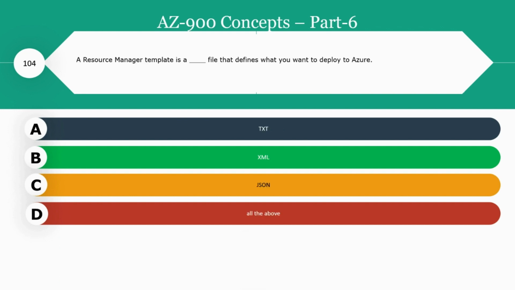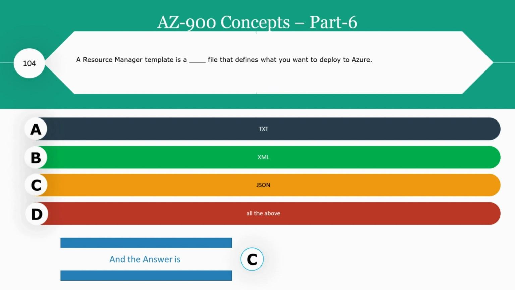That is option B. Next question, a Resource Manager template is a dash file that defines what you want to deploy to Azure. We have options A text file, B XML file, C JSON file, and D all of the above. That is, you can use all the file formats. The right answer for this question is option C, that is JSON file format. So Azure Resource Manager template, otherwise called ARM template or templates, uses declarative JSON syntax, which is a human readable file format.